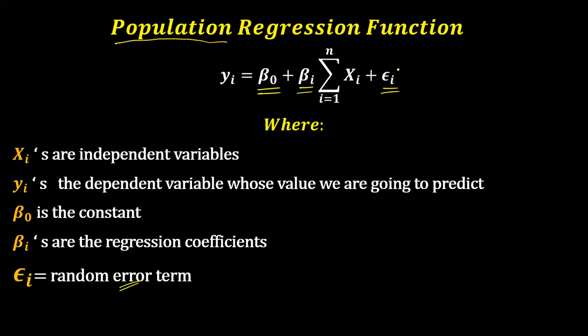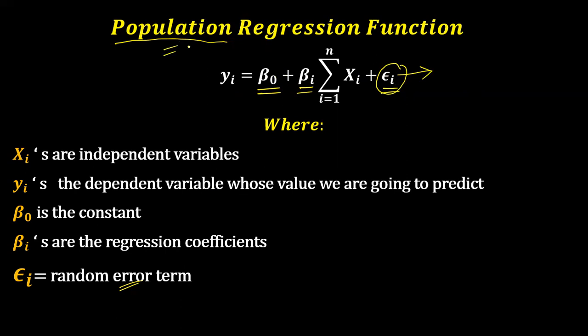For the sample, we have already shown in a video how to calculate these regression coefficients. I'm going to put the link in the description. Just watch that video so you will find out how to find beta naught and beta i. Now we are particularly focusing on the error here, which is not observable in the population.